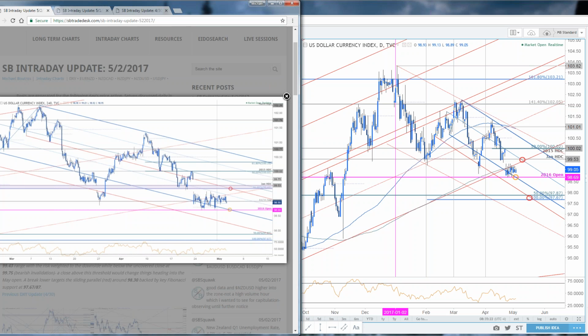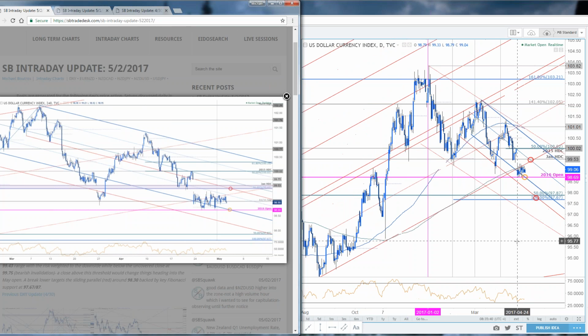So that highlights again this key near-term range right here. A topside break, you're looking for that rally into near-term critical resistance, 99.53. A downside break, you're really opening up downside targets into this slope line here. I would use that as a soft target. The real major support is going to be down here.